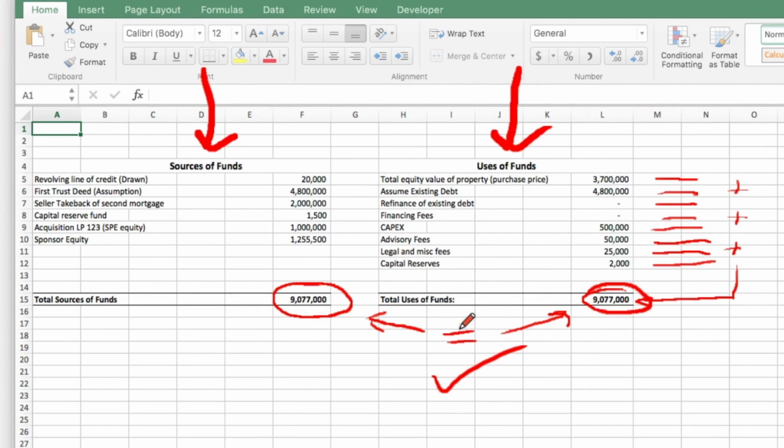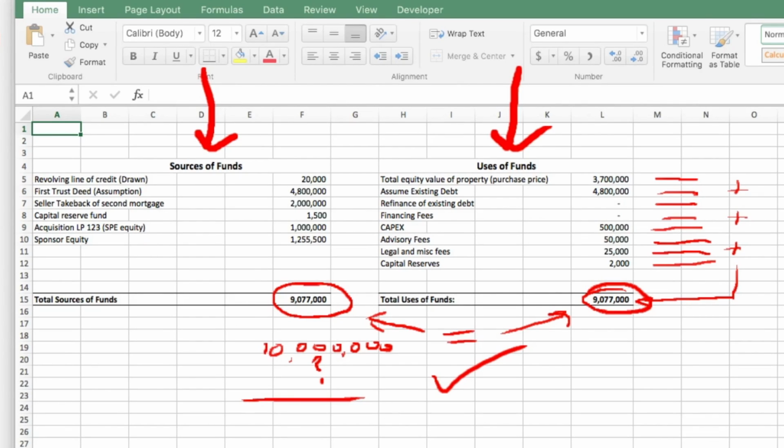funds table. If, on the other hand, you have a number over here like $10 million, and on this side it's only $9,077,000, you're going to wonder, where is that extra money going? Is this going into somebody's pocket right away? Why are these numbers not equal? We should be able to see all of the numbers exposed.